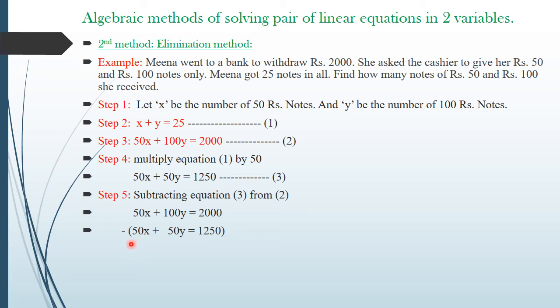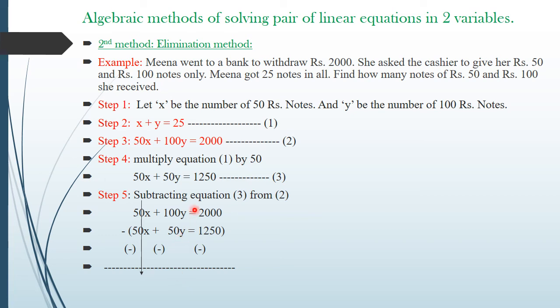I have purposely kept this third equation in a bracket so that when I open the bracket for this minus sign, all the signs are going to change. Therefore plus 50x will become minus 50x, plus 50y will become minus 50y, and plus 1250 will become minus 1250. Now you can see that plus 50x and minus 50x get cancelled and they are eliminated. So by doing this, I have eliminated the x term in both the equations. Therefore the name of this method is called what? Elimination method. That is one thing you have to remember here.